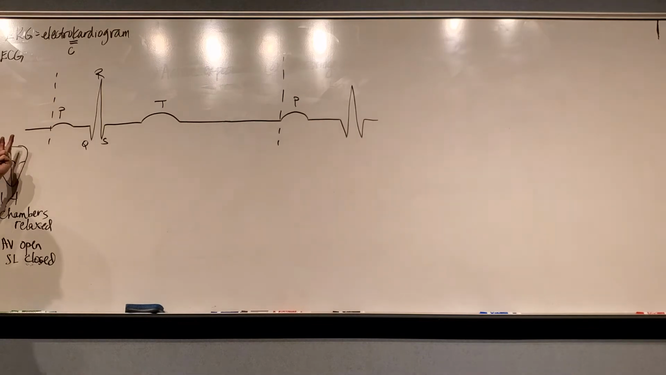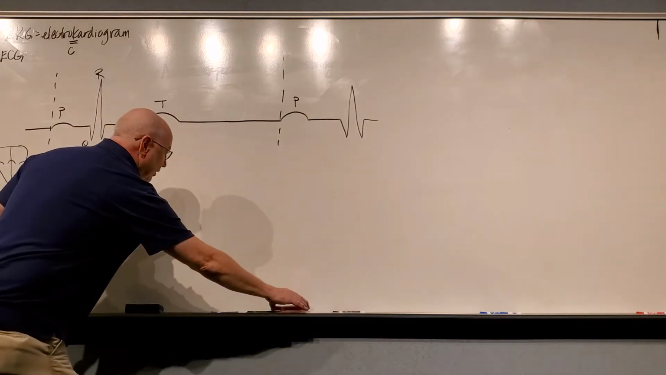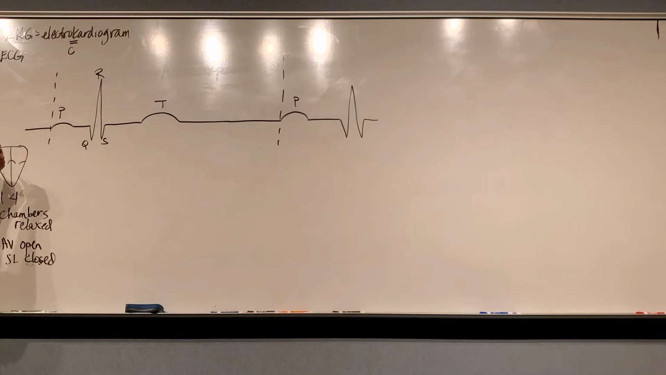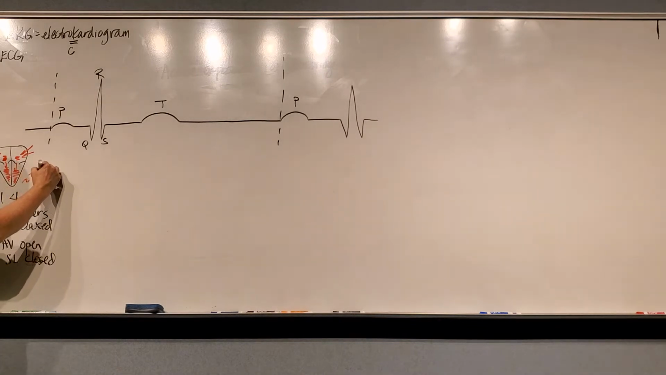The semilunar valves would be the pulmonary valve and the aortic valve at the base of the 2 great vessels. So, while all 4 chambers are relaxed prior to the P wave, essentially what's happening is blood is returning through the vena cava and through the pulmonary veins into the atria. And as the blood begins filling the atria, it will fall through the ventricles and begin filling the ventricles. During this process, the ventricles get about 70% filled.